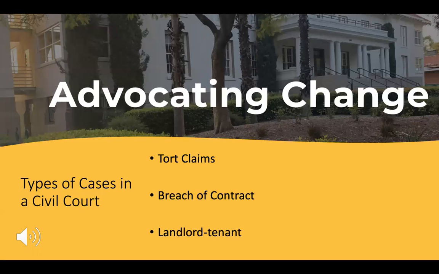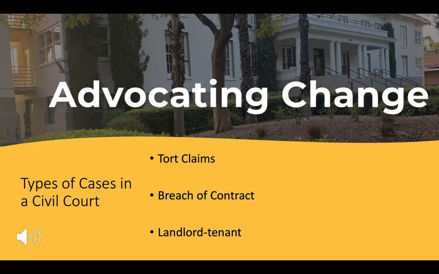The types of cases in a civil court are tort claims. A tort is a wrongful act that causes injury to someone's person, property, reputation, or the like, for which the injured person is entitled to payment. Some examples would be personal injury, battery, negligence, defamation, medical malpractice, fraud, and many others.